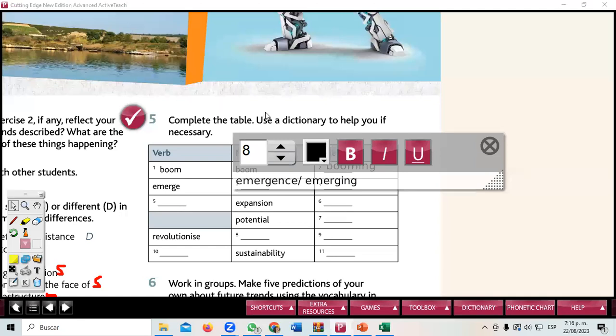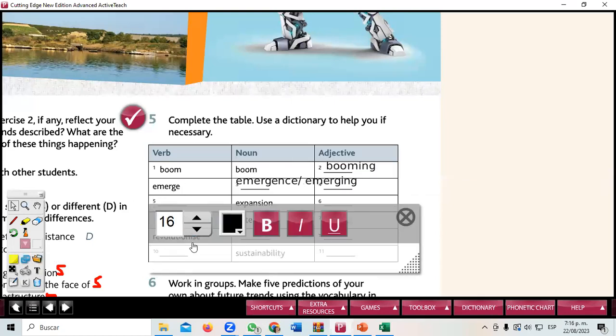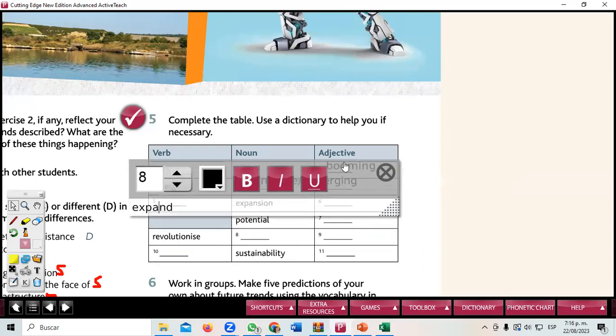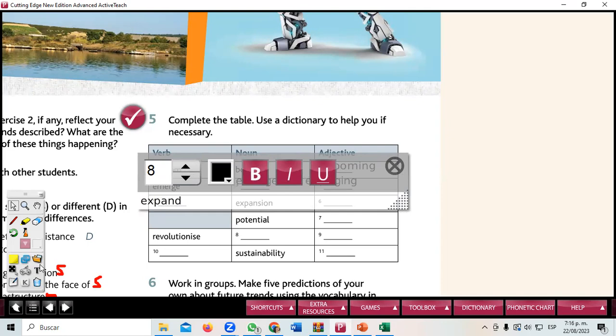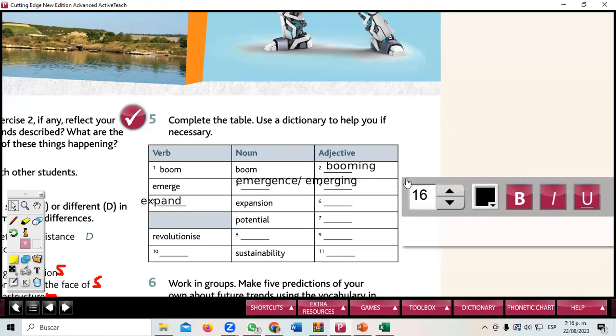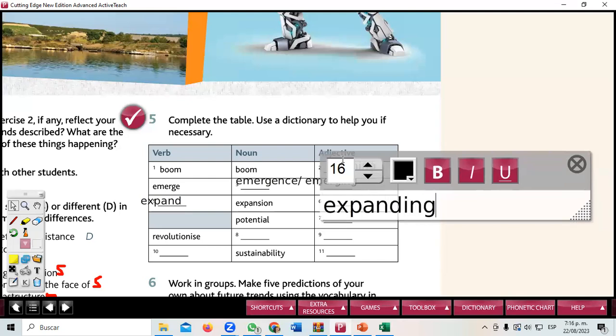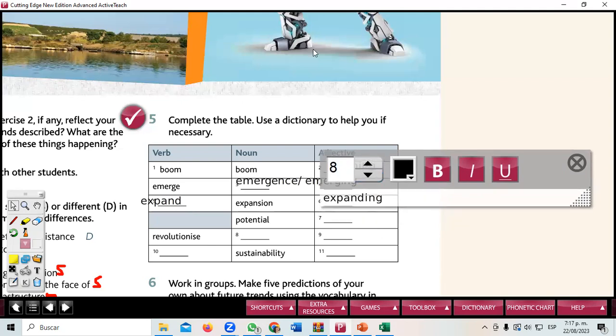Sylvia, for number 5 and 6. Okay, teacher. I have expand, a noun, expansion, and adjective, expansive. Expansive, expanding. Yes. So expansion, and the last one here is expanding. Okay? It's expanding. Oh, expanding. I made a mistake here. Yes. Okay.